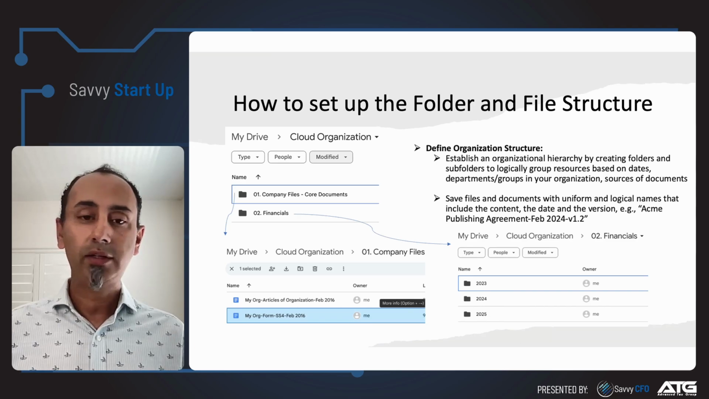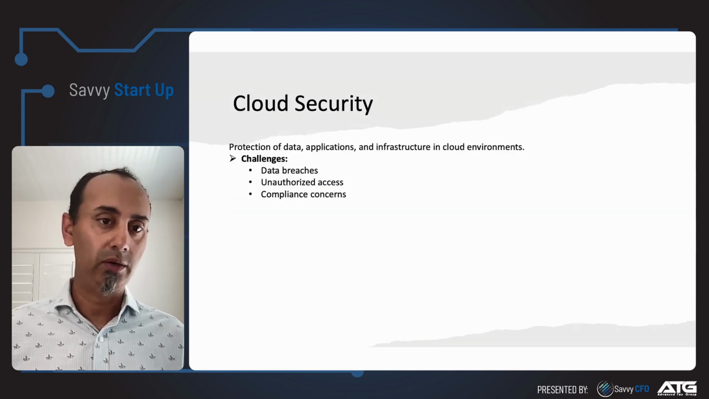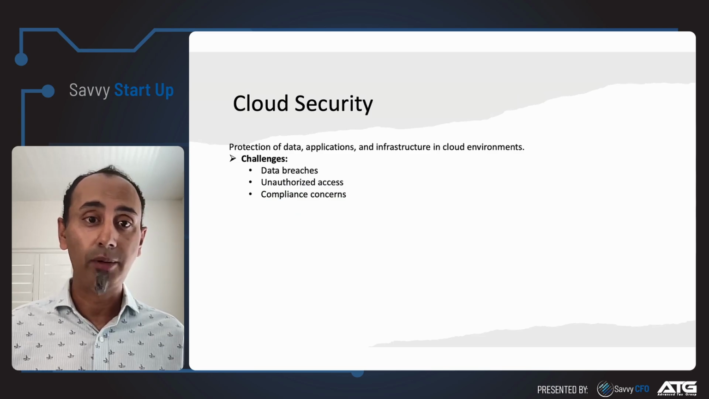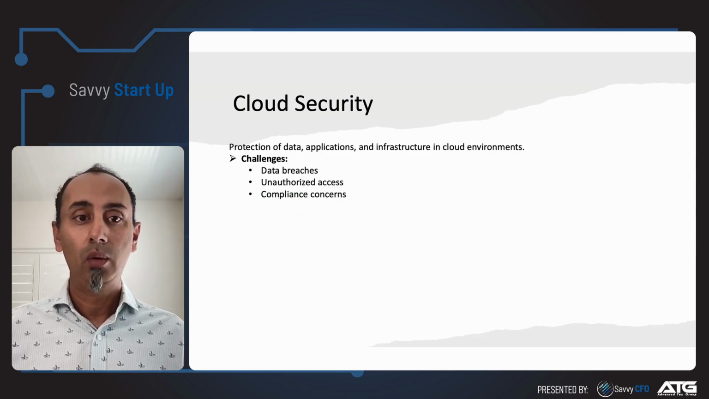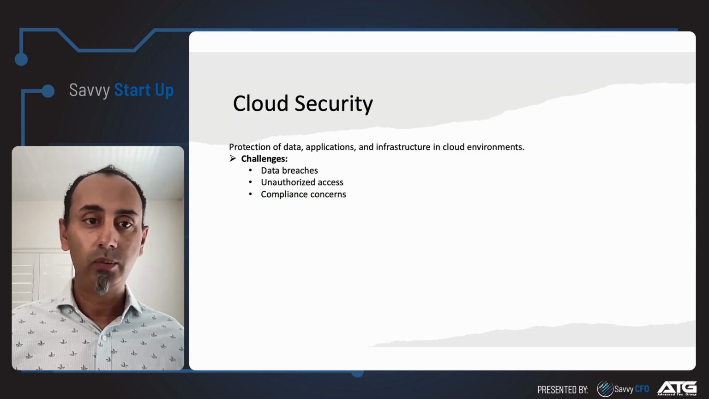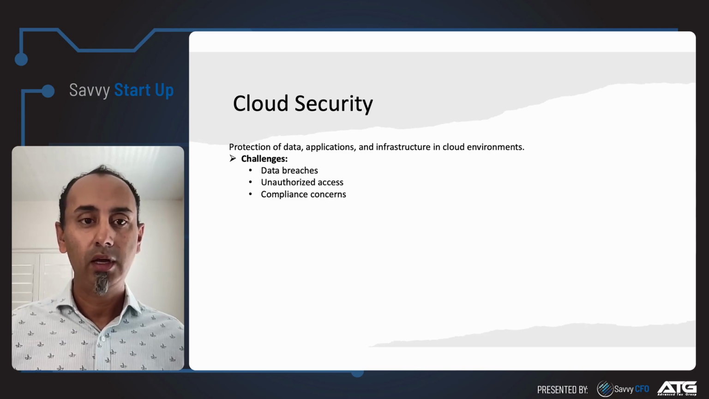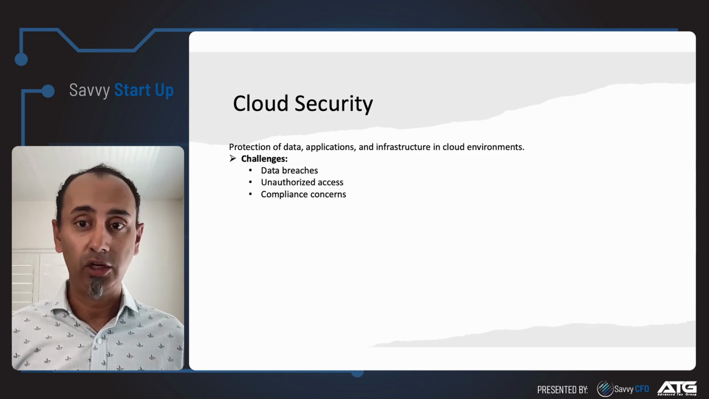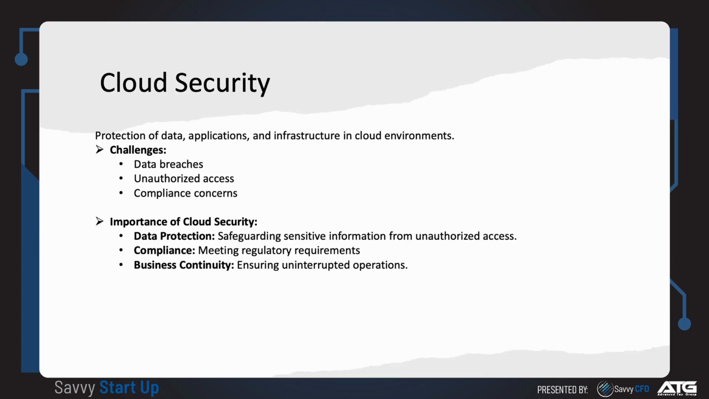All right. So, having said that, let's also talk a little bit about cloud security, protection of data, applications, and infrastructure in the cloud environments. Well, there's a lot of challenges with having your data out there in electronic format because there are, as we know, data breaches, unauthorized access, and some compliance concerns depending on the industry you're in and how big your organization is. Another importance of cloud and security is data protection, safeguarding sensitive information from unauthorized access, compliance, for example, meeting regulatory environments, and business continuity, ensuring uninterrupted operations.